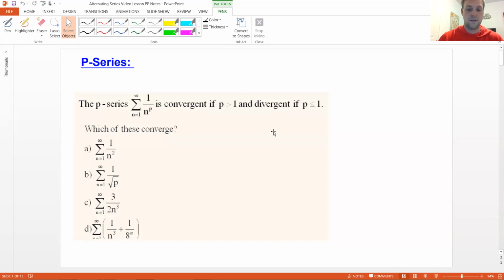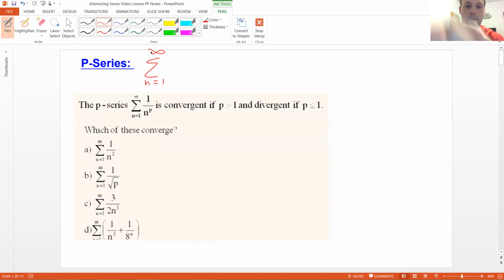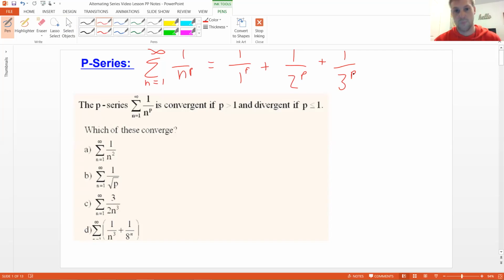So a P-series is in this form. It's the summation n equals 1 to infinity of 1 over n to the p power. If you were to expand it, it's going to be 1 over 1 to the p power plus 1 over 2 to the p power plus 1 over 3 to the p power, and so on. P is just a constant, so 1 over n cubed is a P-series. 1 over n to the 4th is a P-series.